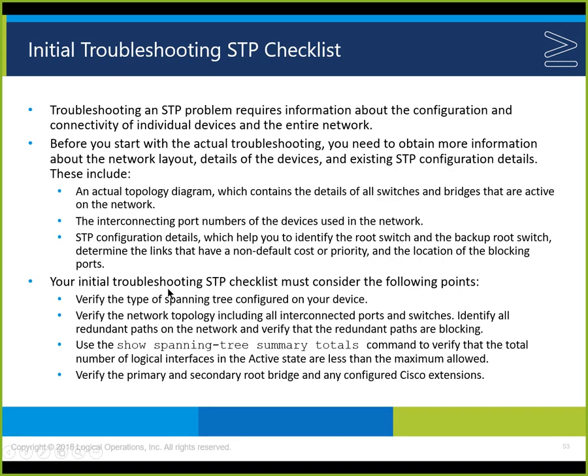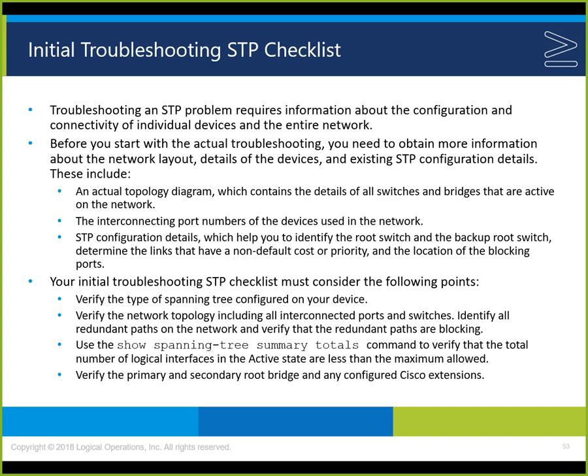So the last few slides of this initial troubleshooting STP checklist: the spanning tree, what's going on? Spanning tree is not doing what we think it should do. It's not disabling the ports or blocking the ports that we think should be done. So before you start with the actual troubleshooting, gather more information about the network layout, the details, the existing STP configuration.